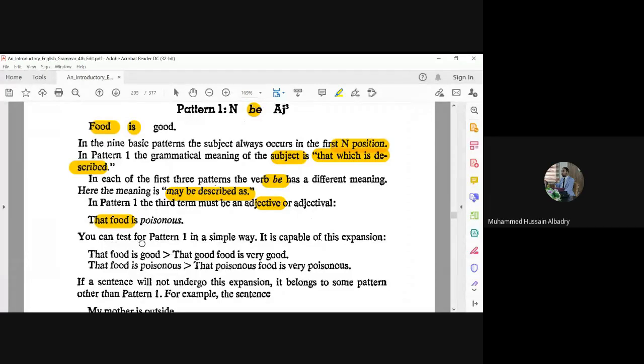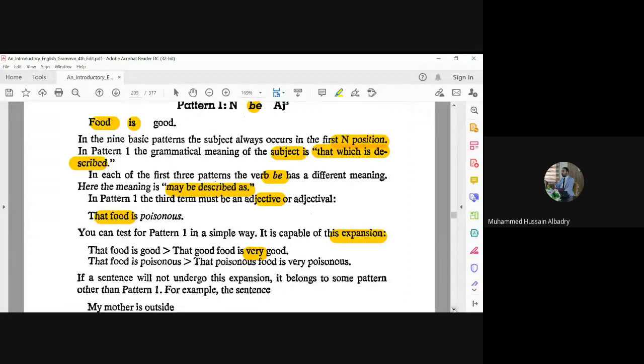You can test for pattern number 1 in a simple way, an expansion test. For example, that food is good. You can say that good food is very good. You can add very, for example. You can't put good before food. Why? Because it's an adjective. That food is poisonous. That poisonous food is very poisonous. It's grammatical. So this is pattern number 1.